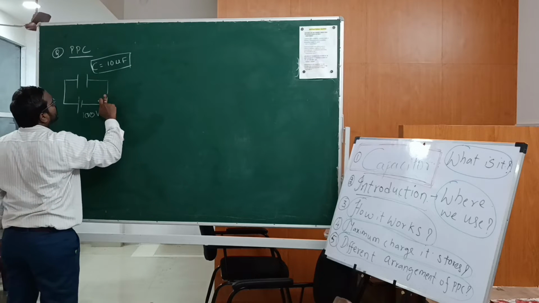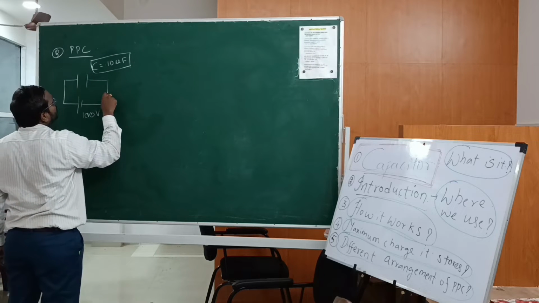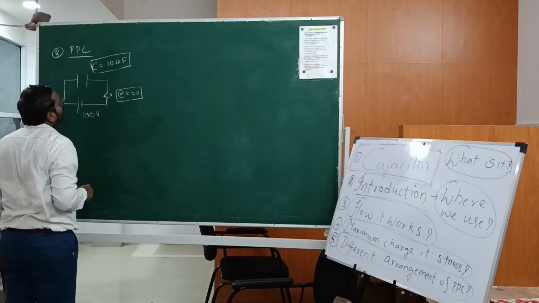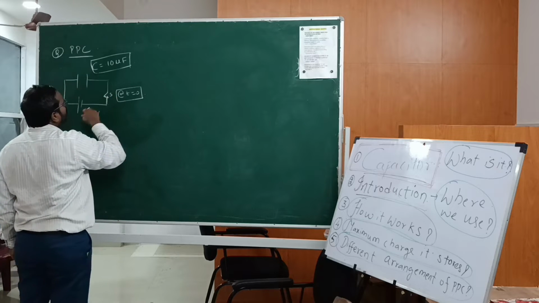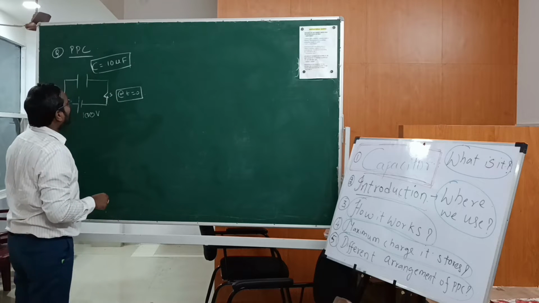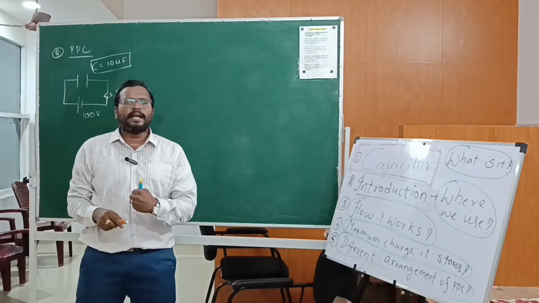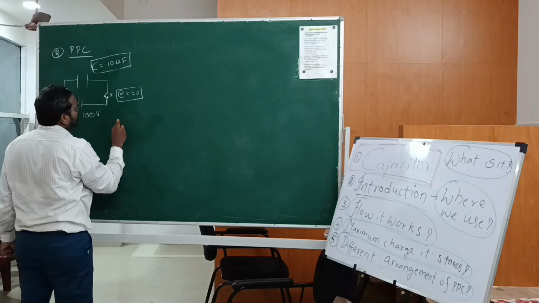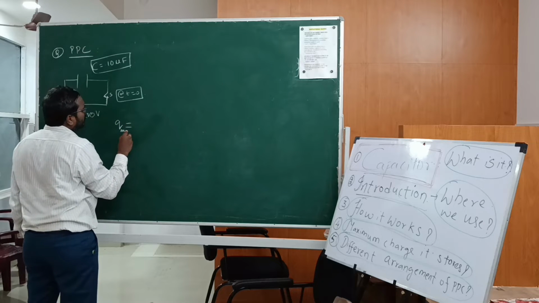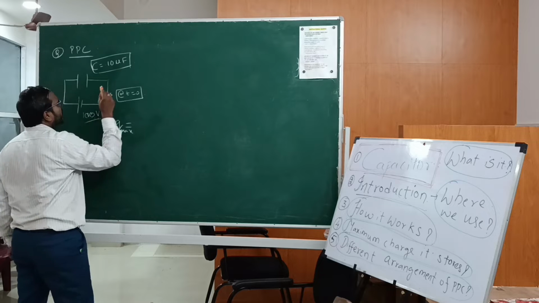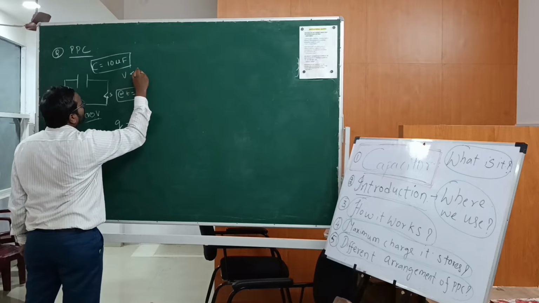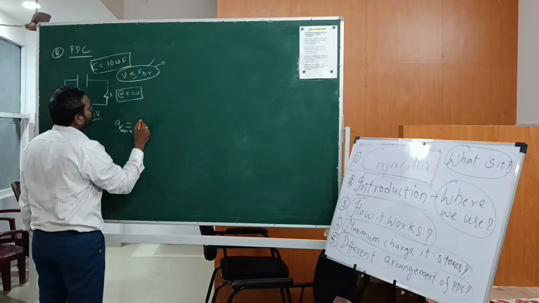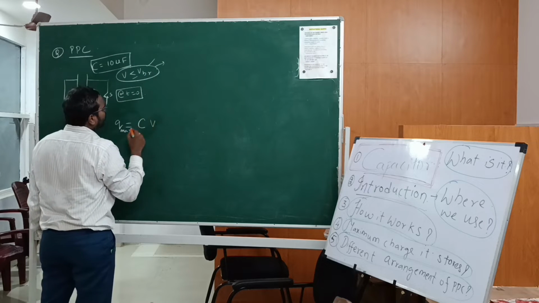So they say that initially the switch is off, and at t is equal to 0 the switch is switched on. What is the maximum charge that the parallel plate capacitor can store? Q maximum. The applied voltage is V, and we consider that V is less than the breakdown voltage. If nothing is mentioned, we have to assume this automatically. So Q max is equal to C into V.